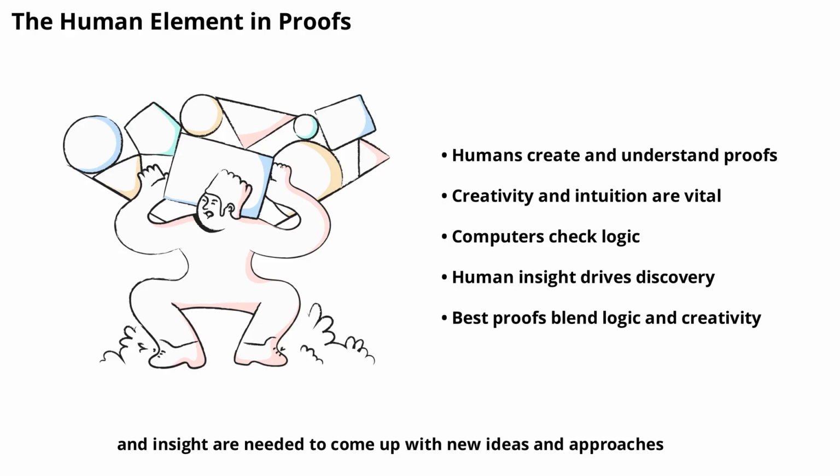Despite advances in technology, humans still play a crucial role in creating and understanding proofs. Creativity, intuition, and insight are needed to come up with new ideas and approaches. Computers can check logic, but they can't replace the human spark that drives mathematical discovery. The best proofs combine rigorous logic with creative thinking.